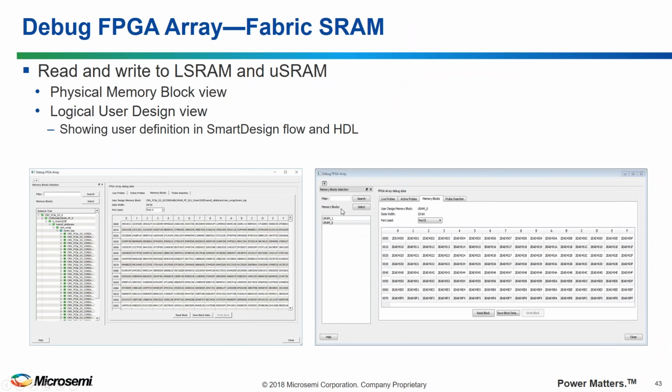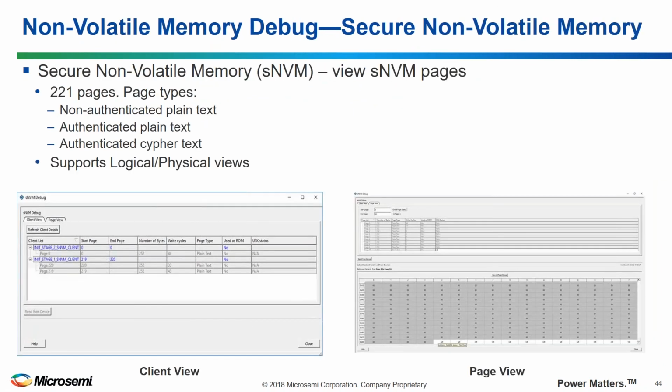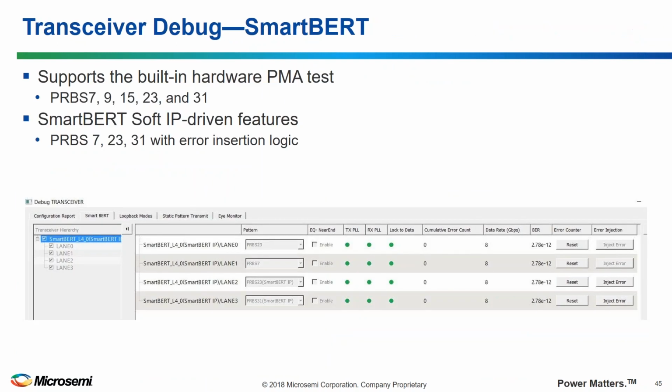We have a tab that lets you look at the fabric SRAM blocks. So you can see the SRAM blocks, you can read the blocks, and you can even write new data in there if you wanted to. Secure non-volatile memory is a small 56K byte block of non-volatile memory that can use plain text that's either non-authenticated or authenticated, or it could use encrypted text. And you can observe the data that's in the SNVM.